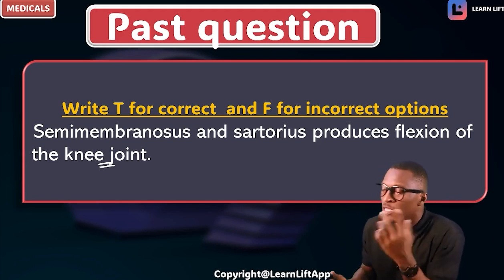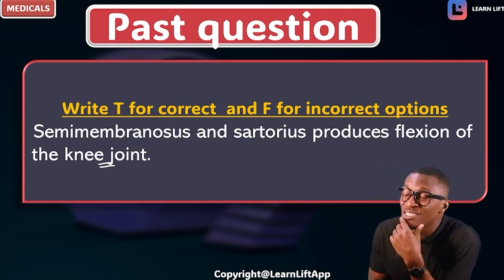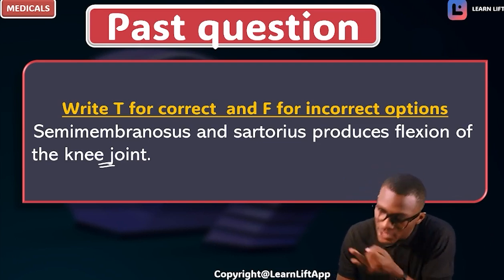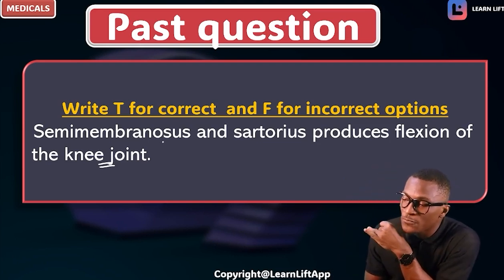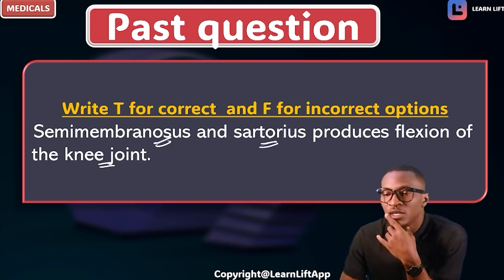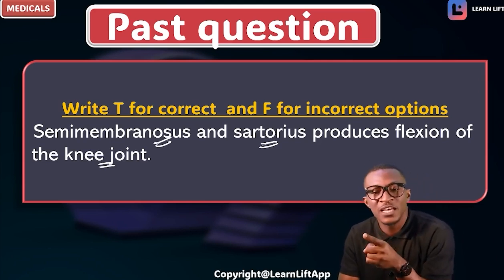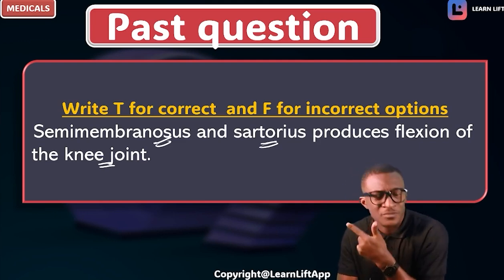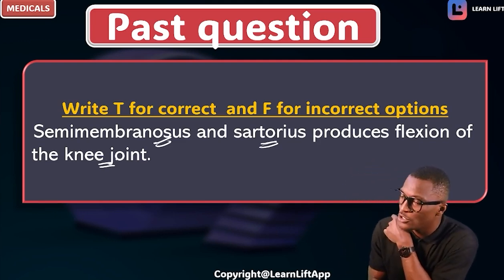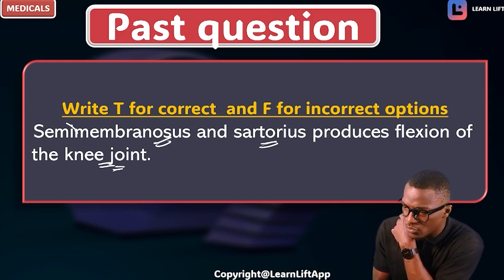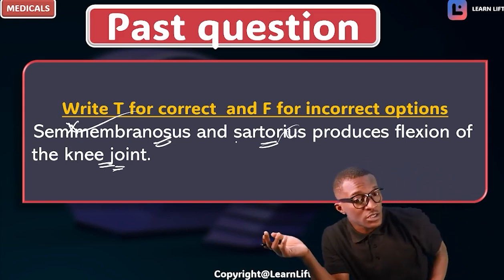Is that correct? Now look at it. The semimembranosus, is it an anterior muscle or a posterior muscle? It's a posterior muscle of the thigh. It's a hamstring muscle, right? So it's actually for flexion. But sartorius is also flexion. But what does sartorius flex? Sartorius helps to flex the hip joint, not the knee joint. Semimembranosus flexes the knee joint, yes. So this part is correct, but this is wrong, making the statement false.